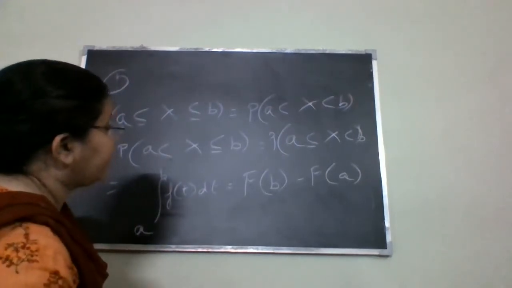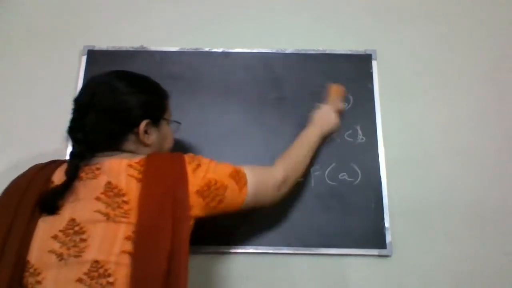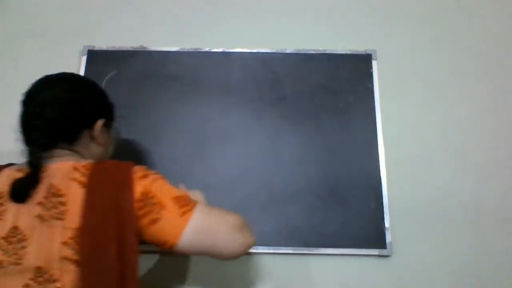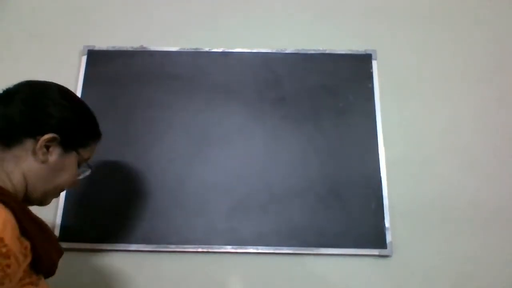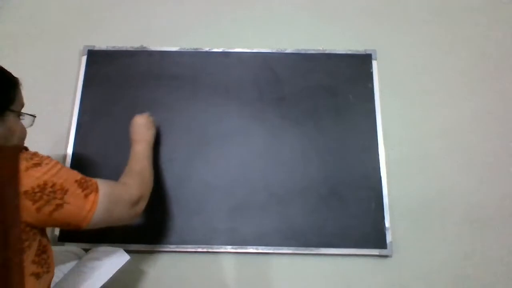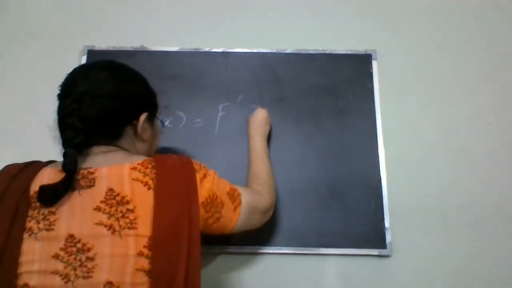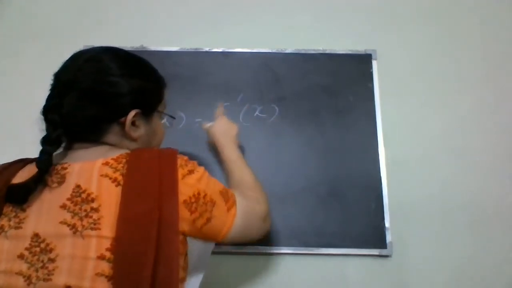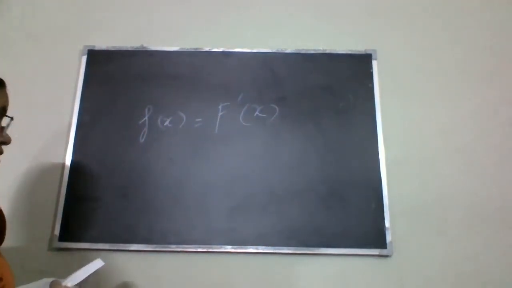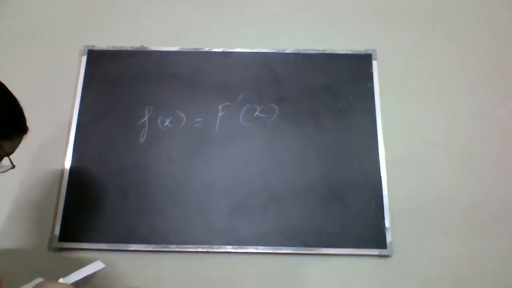Again, next theorem, next property. If f(x) is continuous, then we must have f(x) equal to the differentiation, F dash x, of this distribution function F(x). If F(x) is continuous, then we will have f(x) equal to F'(x).